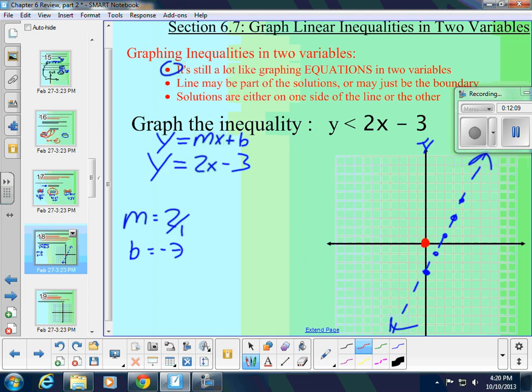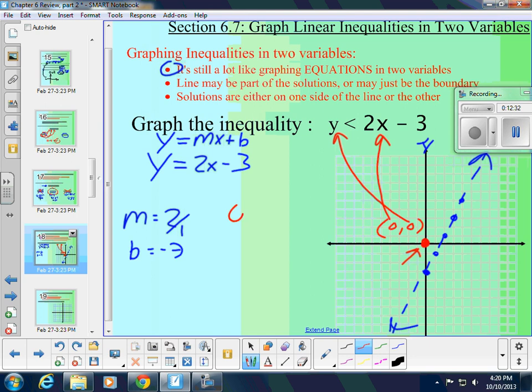There's the origin. Okay. Well, if I plug that point in, plug 0 in for x and 0 in for y, and I get something that's true, that means 0, 0 would be a solution. And if 0, 0 is a solution, then all the points on the side of 0, 0 must be a solution as well. So this is one way I can do this. I can just plug in a random point, see if it works.